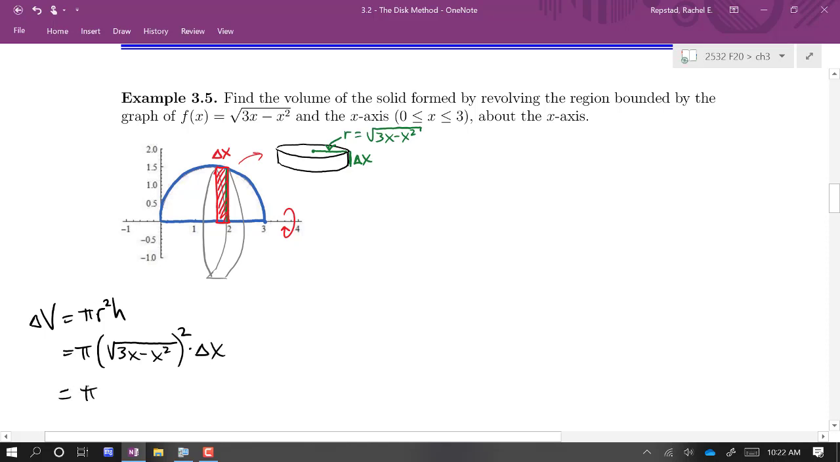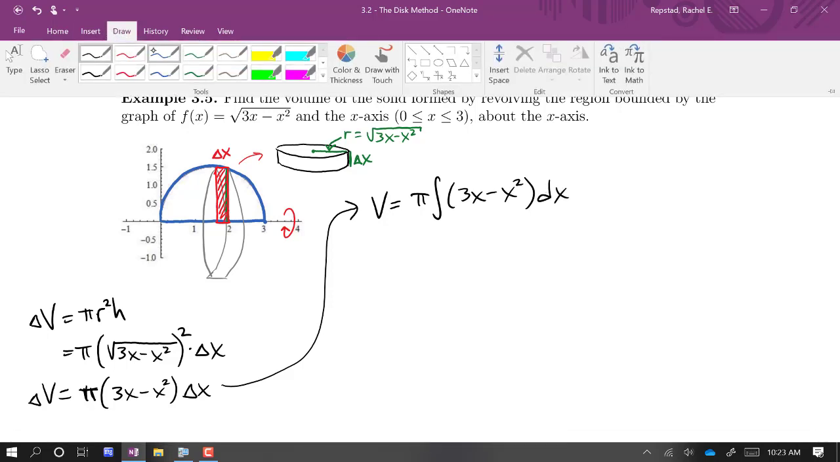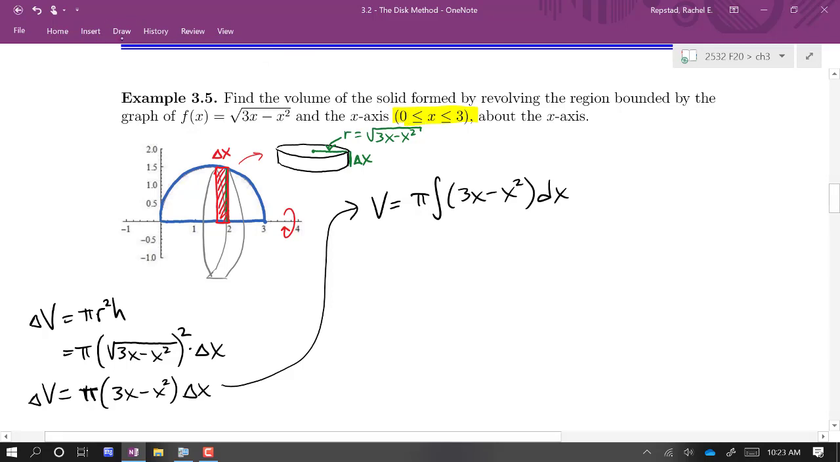So that is pi times, of course if you square the square root, those will cancel. We get pi times 3x minus x squared delta x. There is our delta V. Since we have the volume of our sample disk, really the integral falls right out of this. So I'm going to pull the factor of pi outside. Pi times the integral of 3x minus x squared dx. And our limits, they pretty much gave them to us right at the beginning. They told us that we were only considering this function from 0 to 3.